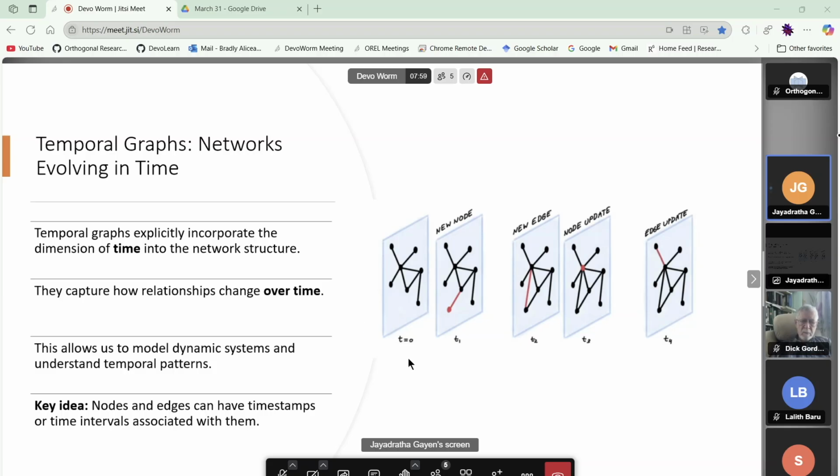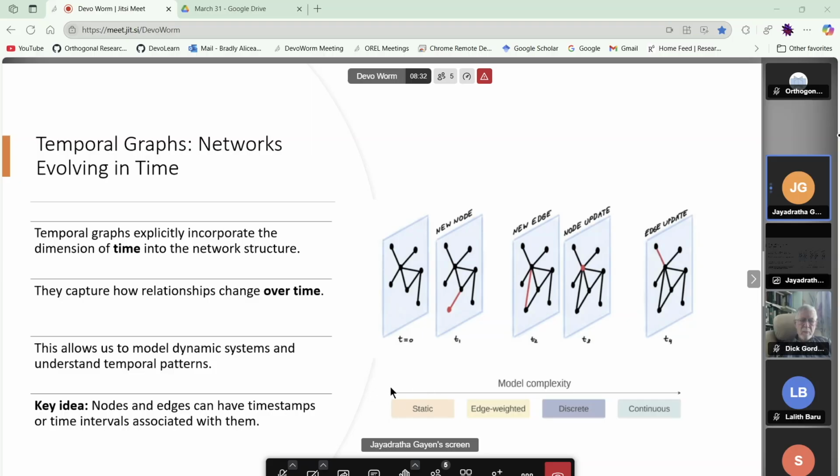The key idea is that for different time steps or time intervals, nodes and edges might change. So it's a dynamic system. Here we have to understand the temporal pattern as well. Only capturing the spatial features will not work here, so we need both temporal as well as spatial features.